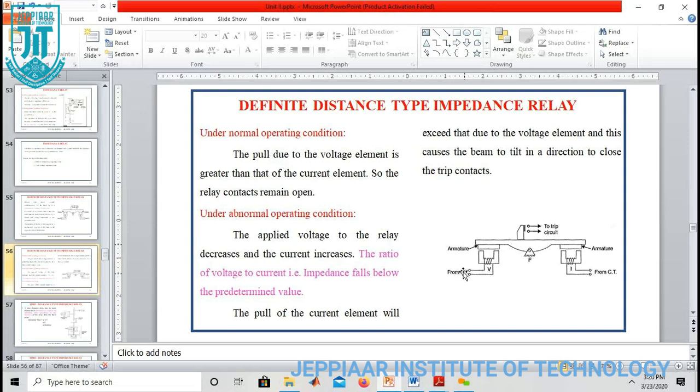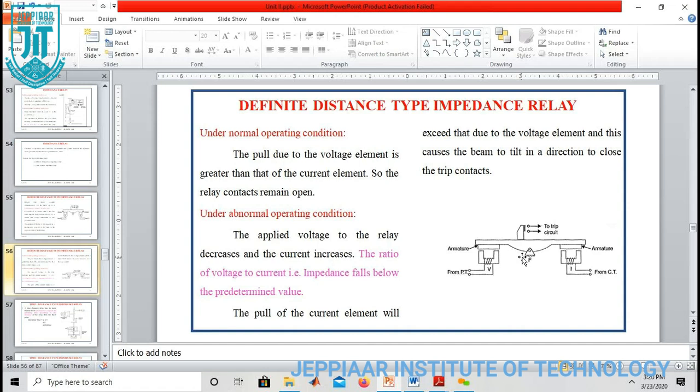Here the working is as follows. Under normal operating condition, this value will be more. The pull due to the voltage element, that is the potential transformer side, is greater. Under abnormal condition, the pull due to this side is more effective, so the trip circuit will close. Under normal condition, the pull due to the voltage element is greater than that of the current element, so the relay contacts remain open.